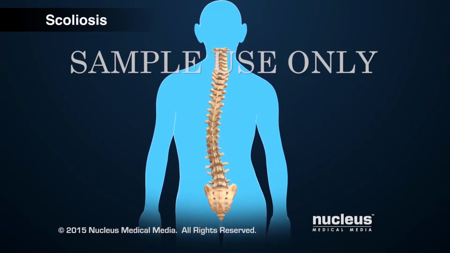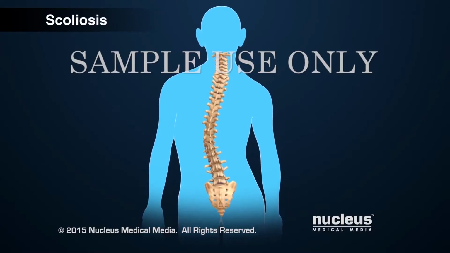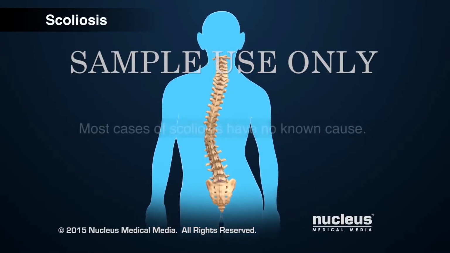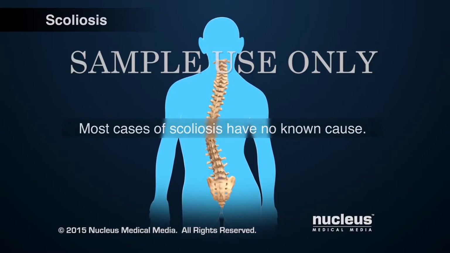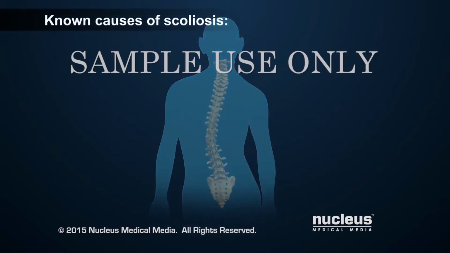Scoliosis is a condition where the spine has an abnormal side-to-side curve. Most cases of scoliosis have no known cause. In some cases, scoliosis may be present at birth. In other cases, it may occur over time.